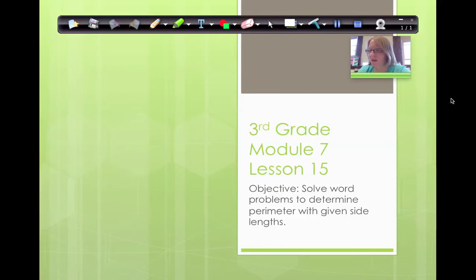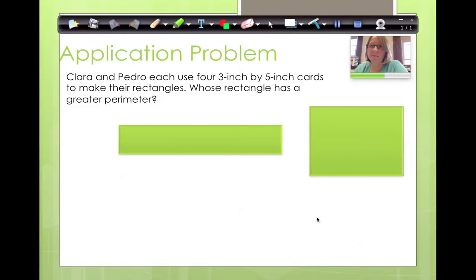Hello, today we're going to do Module 7, Lesson 15. Our objective is that we're going to solve word problems to determine the perimeter with given side lengths. So basically we're going to be using word problems, so we'll have to draw our own pictures. No problem. So here's the first one.